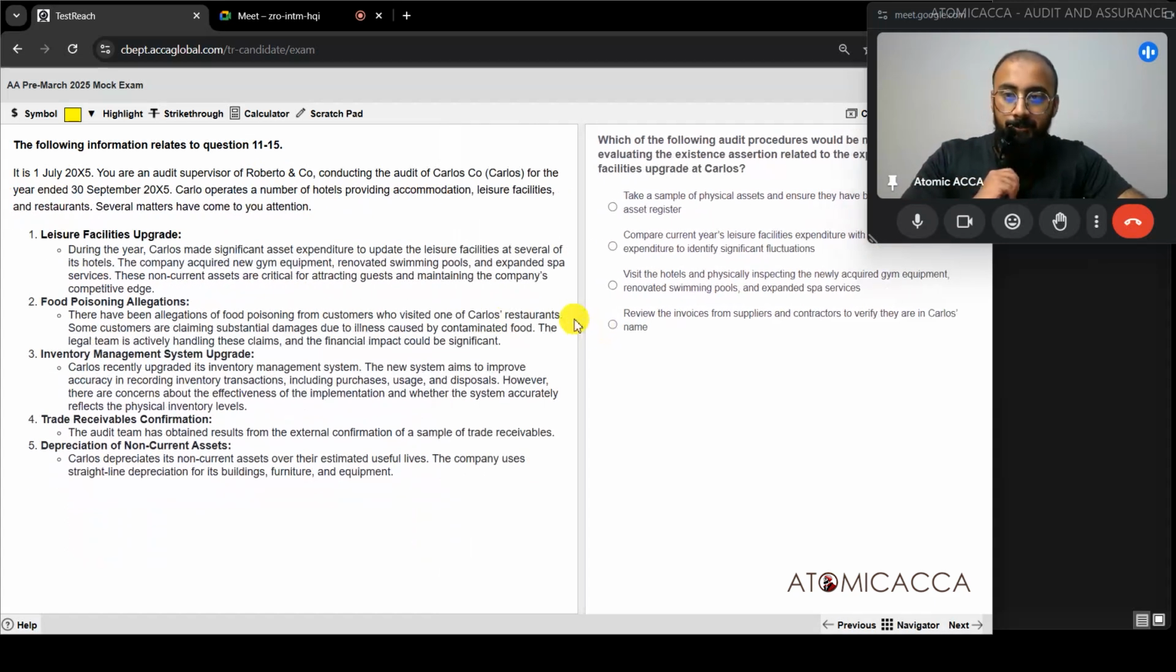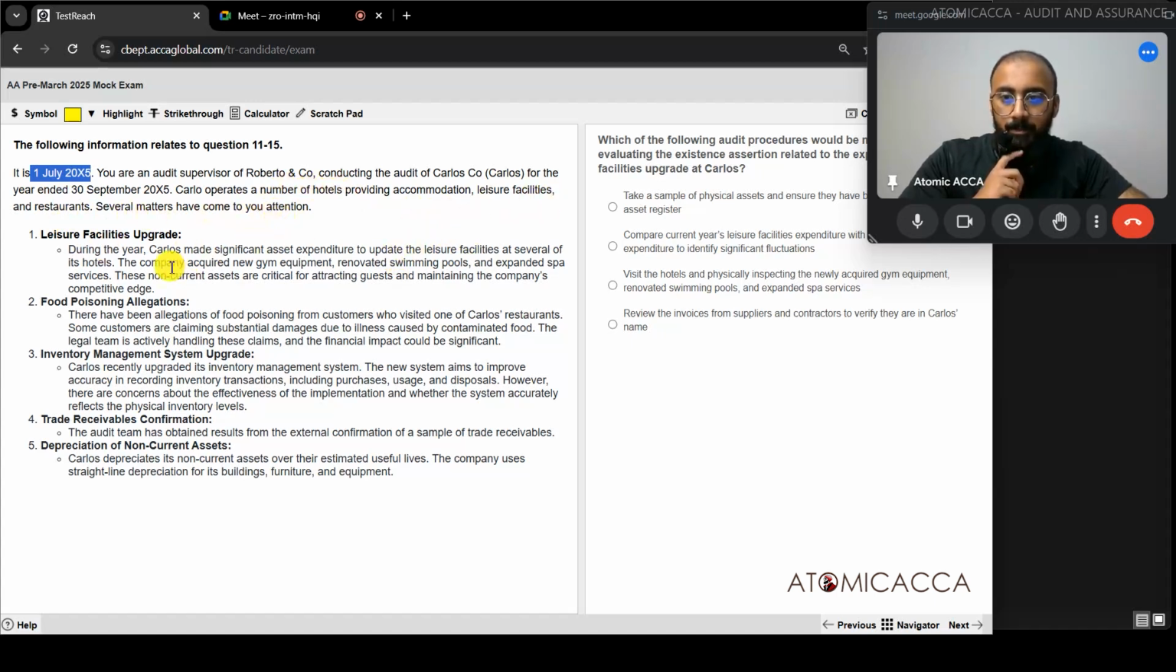It is 1st July 20x5. You are an audit supervisor of Roberto and Company conducting the audit of Carlos for the year ended 30th September 20x5. So 30th September x5, 1st July x5. Okay, so you are in the process of conducting the audit. Carlos operates a number of hotels providing accommodation, leisure facilities and restaurants. Several matters have come to your attention.